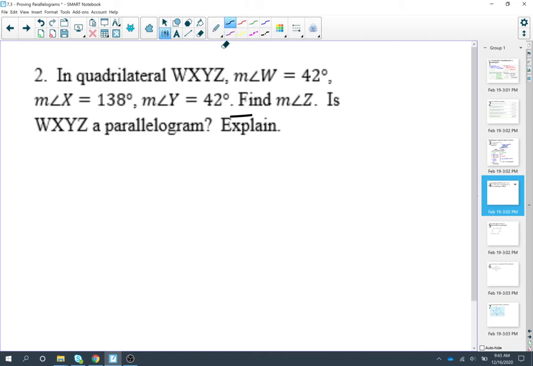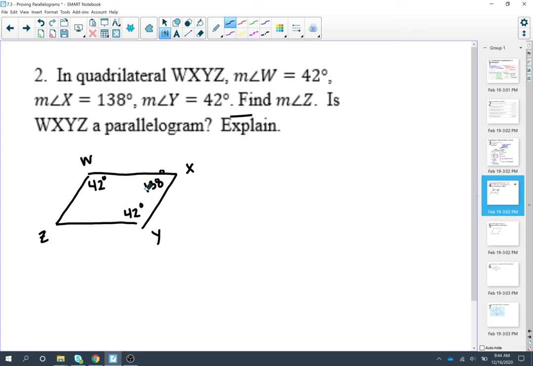So the first thing I'm going to do is draw a picture. I'm going to make it look like a parallelogram for now. And W, X, Y, Z. We know that W is 42 degrees. We know that X is 138, which is already telling me that my picture is not drawn to scale because this should be the larger angle. Y is also 42 degrees, and it says find the measure of angle Z.